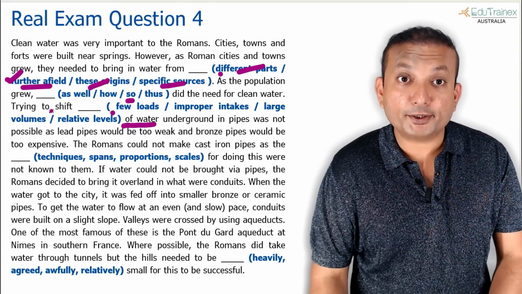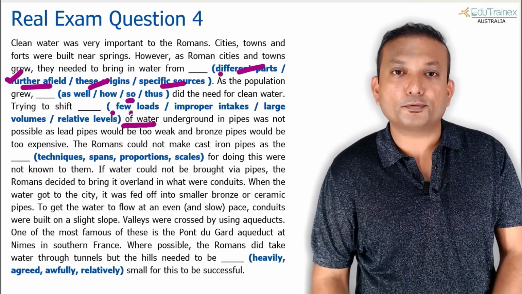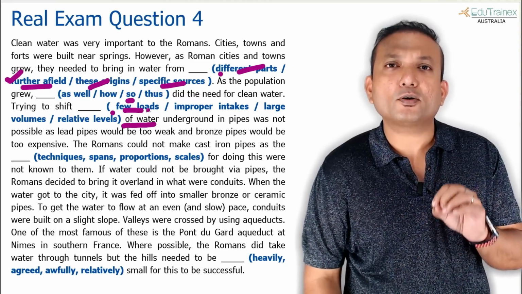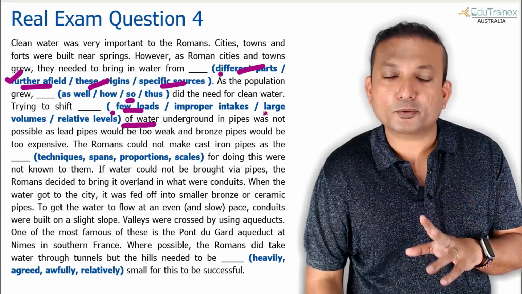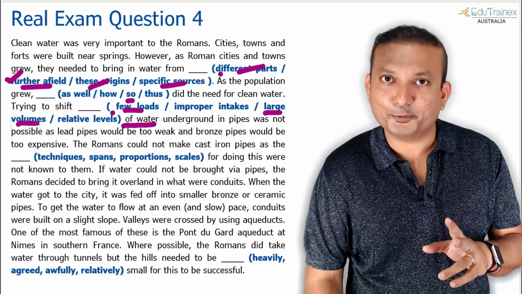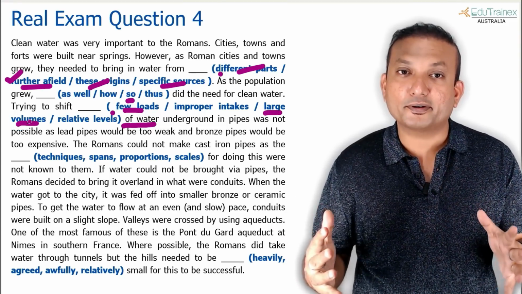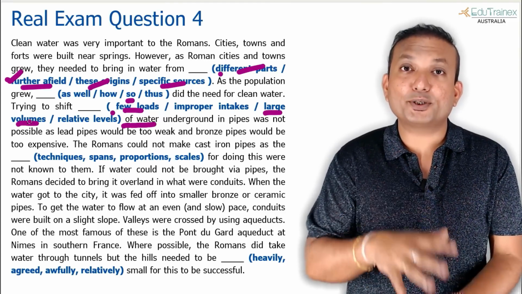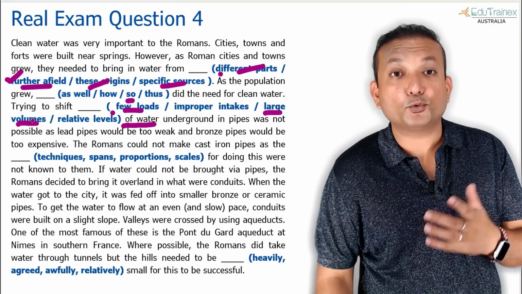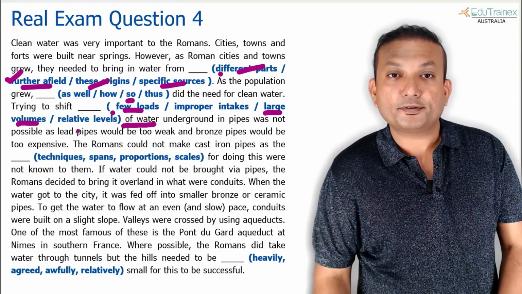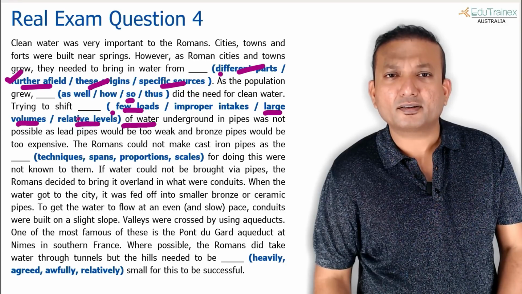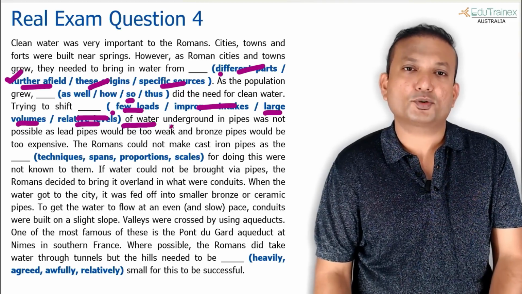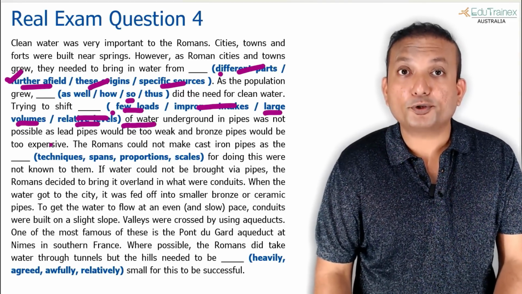Now you have to try using them. Trying to shift few loads of water. We never use few with water like this. Do you see any collocation-based combination that I discussed just now? Large volumes. Large volumes of water. Yes, it can be used. Volumes can be used with something countable, and something that is not countable as well. Large volumes of water. Shift relative levels of water. Nah, not even making sense. Improper intakes of water. Not even making sense. So the only best answer is large volumes of water.